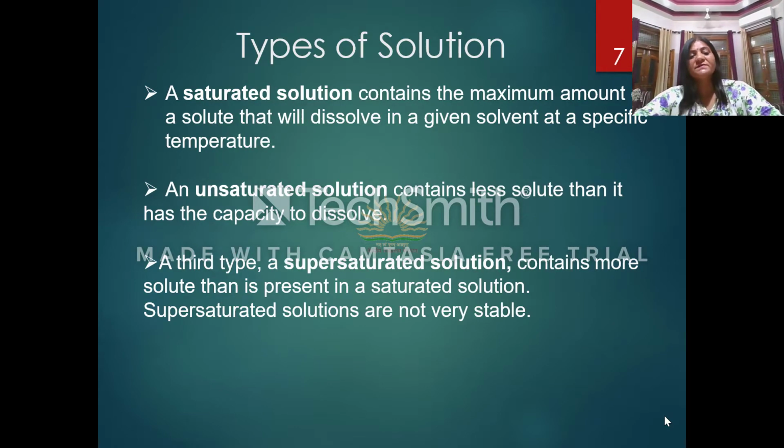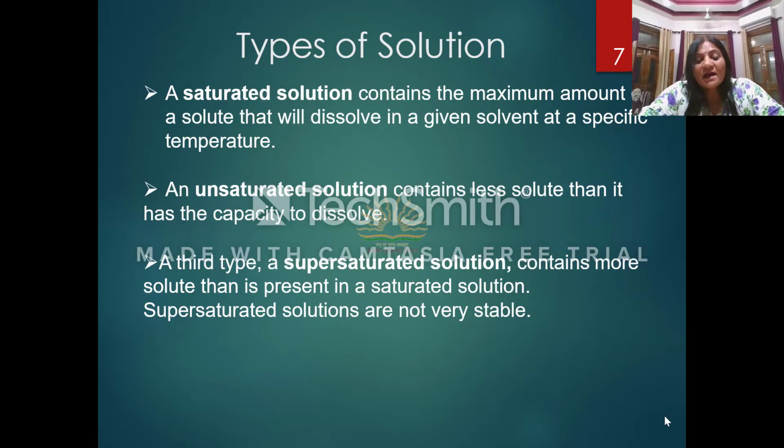Types of solutions. A saturated solution contains the maximum amount of a solute that will dissolve in a given solvent at a specific temperature. In other words, a saturated solution is one in which no more solute can be added at a given temperature. We cannot add more solute at the given temperature to the solution, and that solution is called saturated.